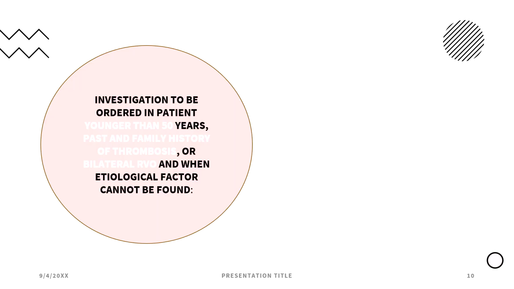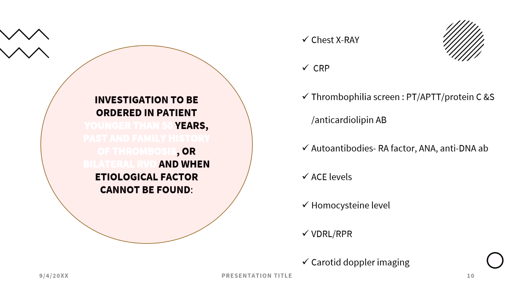Investigations to be ordered in patients younger than 50 years, or having a family history of thrombosis, or himself having a past history of thrombosis or bilateral retinal vein occlusion, and when the etiological factor cannot be found, are chest x-ray, CRP, thrombophilia screening, PT, APTT, protein C and S, and anticardiolipin antibody, and autoantibodies, RA factor, antinuclear antibody, anti-DNA antibody. ACE level, homocysteine level, VDRL, RPR, and carotid Doppler should also be done.